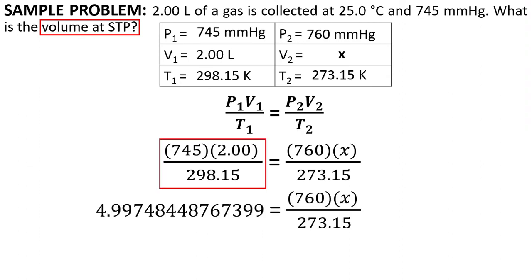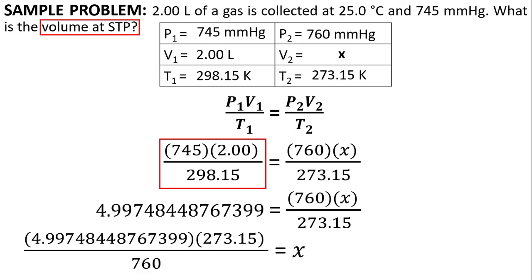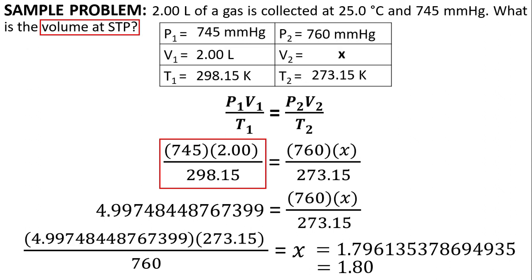This will give us 4.99 something equals 760x over 273.15. Now what you want to do is multiply 273.15 to the other side and divide it by 760, isolating x. Solving for this, x will be 1.796135 something. Since all the given have three significant figures, the final answer will be 1.80 liters. So don't forget the unit.